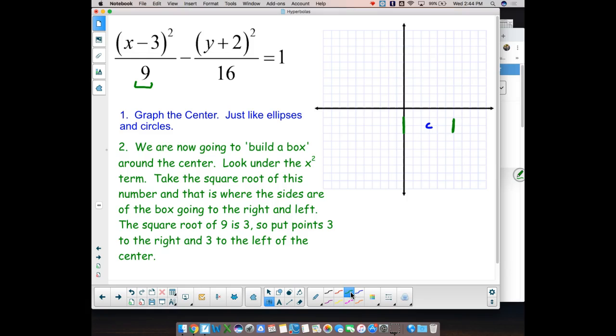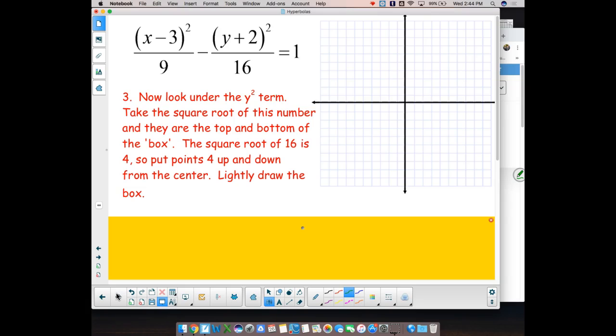Good so far. All right. Boom. Let's do that again. So I'm going to reset this one. So there is my center. Here is my left side of the box. Here is my right side of the box. Now I got to figure out how tall my box is going to be. So I'm going to look underneath the y squared term. Well, that's 16. Again, that's b squared. I need b. So I'm going to take the square root of that. That gives me 4. So from my center, I'm going to go up 4, and I'm going to go down 4. 1, 2, 3, and 4. 1, 2, 3, and 4.